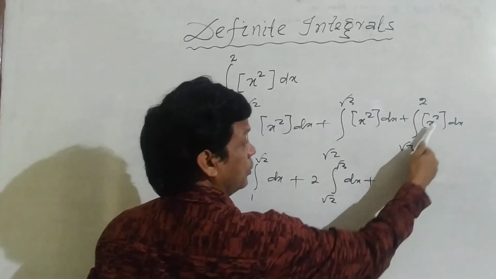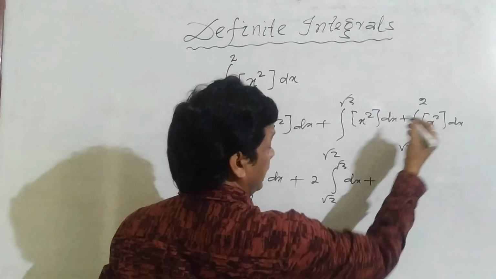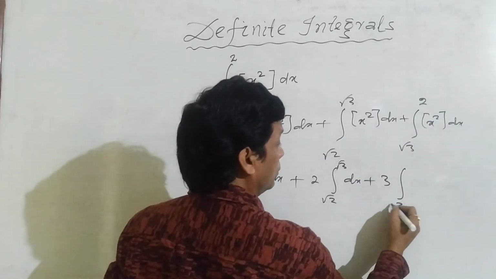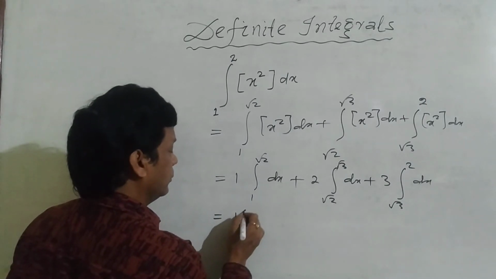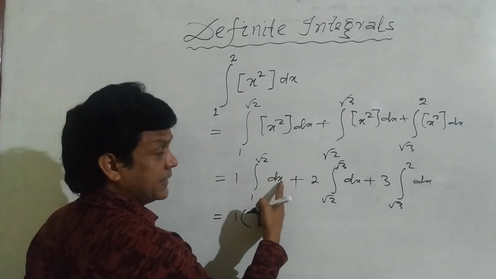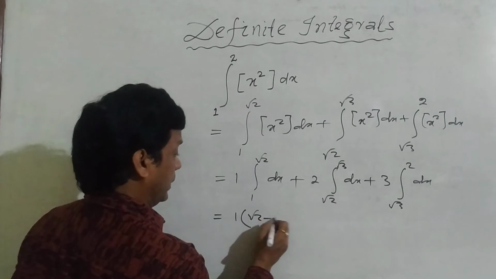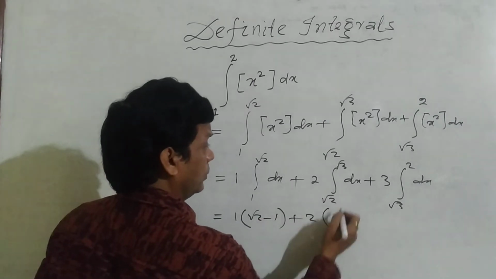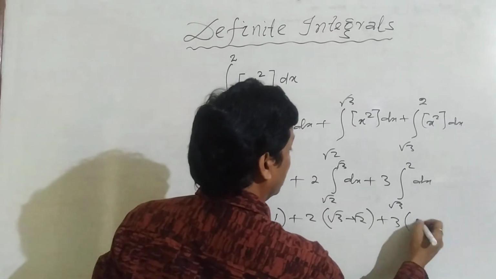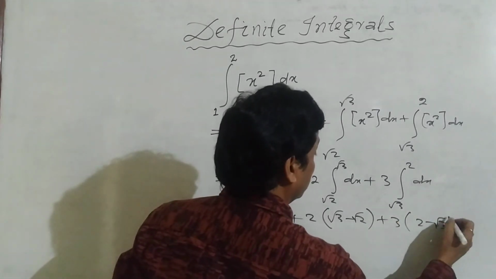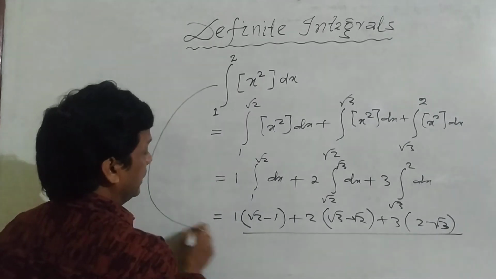Similarly, put x is equal to root 3. Root 3 square is 3. So bracket of 3 is 3. So root 3 to 2 of dx. So what is the answer? Directly I am writing 1 into the integration of dx is x, upper limit minus lower limit. Root 2 minus 1. 2 into root 3 minus root 2. 3 into 2 minus root 3. This is the answer.